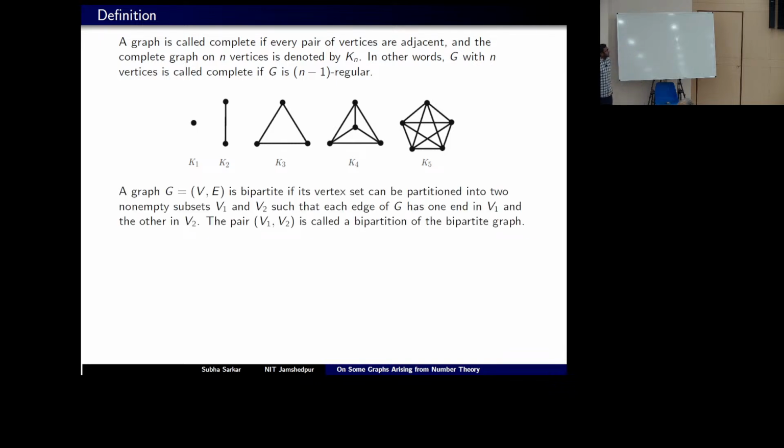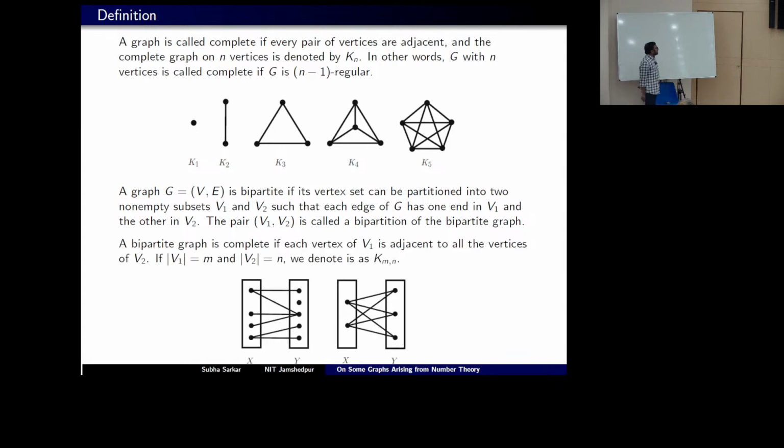Now similarly, a graph is said to be bipartite if you can partition the set of vertices into two subsets V1 and V2, such that every edge has one end in V1 and the other end in V2. That means between any two vertices of V1 there is no edge, and between any two vertices of V2 there is no edge. It is said to be complete bipartite if every vertex of V1 has an edge to all the vertices of V2. If the cardinality of V1 is equal to m and the cardinality of V2 is equal to n, we denote this by K_{m,n}. Here the first example is a bipartite graph, but it is not complete bipartite. The second example is a complete bipartite graph, and it is nothing but K_{2,3}.